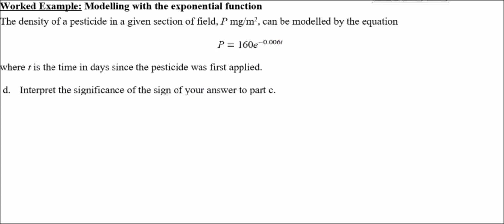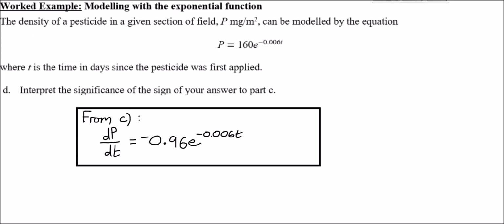Part D, we need to interpret the significance of the sign of the answer to Part C. So a little reminder, what did we get for Part C? Here it is. The sign's negative, a negative sign. So dp over dt is going to be negative for all values of t. So therefore, dp over dt is less than 0 for all t.